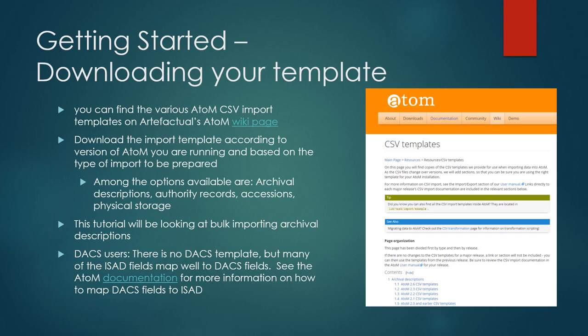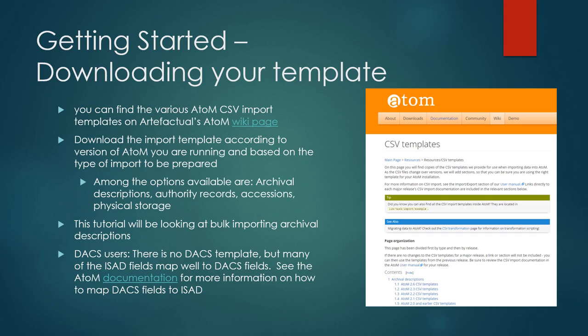For these, they're available in two different types. There's the template for RAD, or the Rules for Archival Description, that's the Canadian descriptive standard, or there's ISAD-G, the International Standard for Archival Description, which are the two that are available.